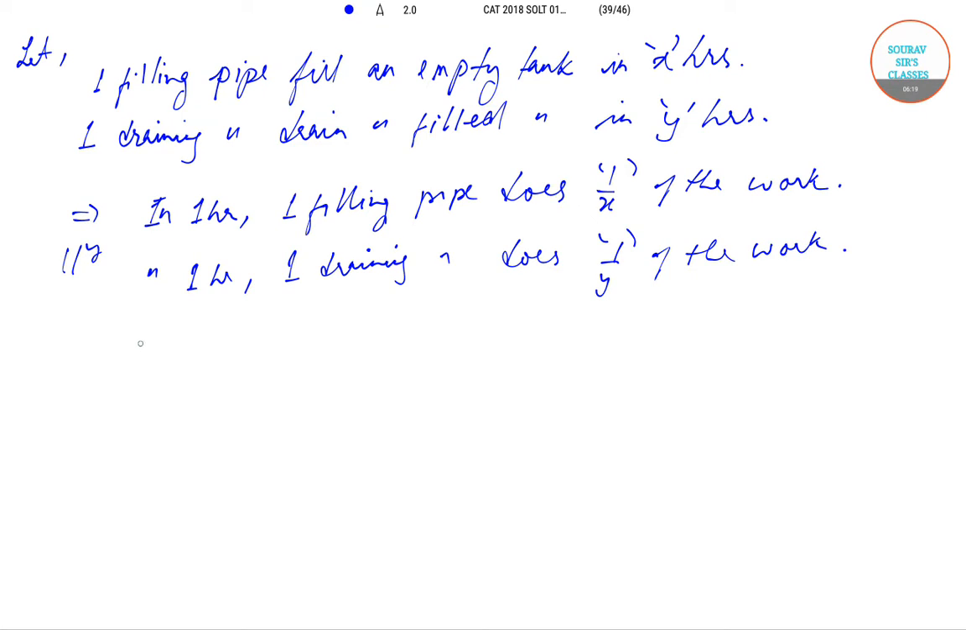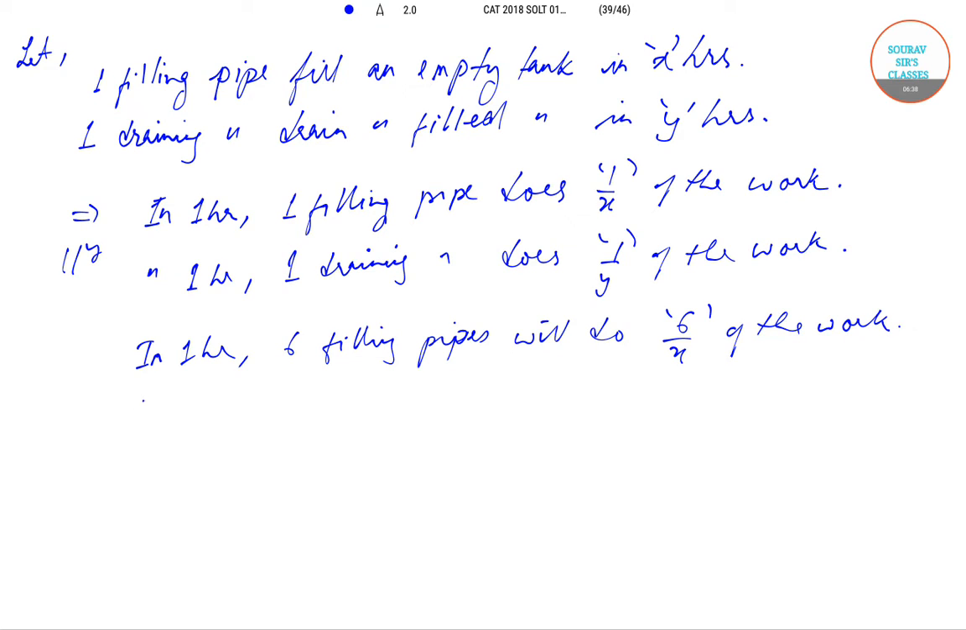Okay, so that implies that in 1 hour 6 filling pipes will do 6 by X of the work, and in 1 hour 5 draining pipes will do 5 by Y of the work.